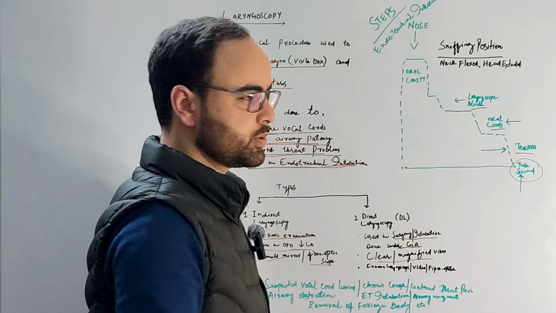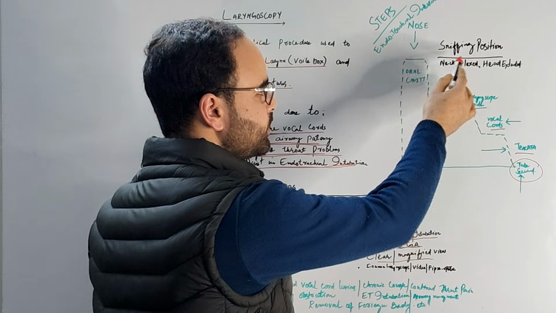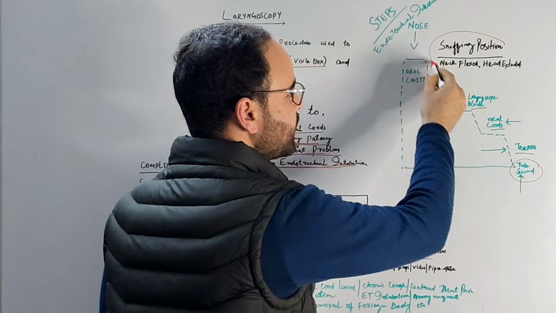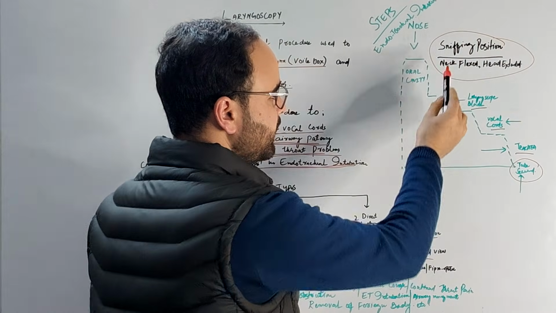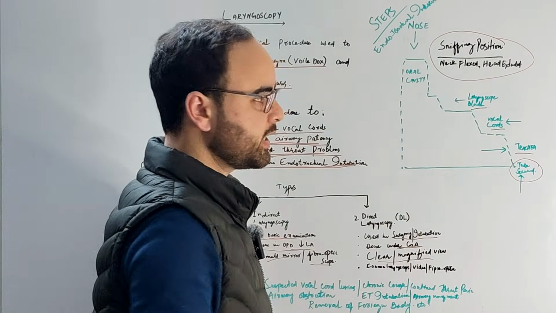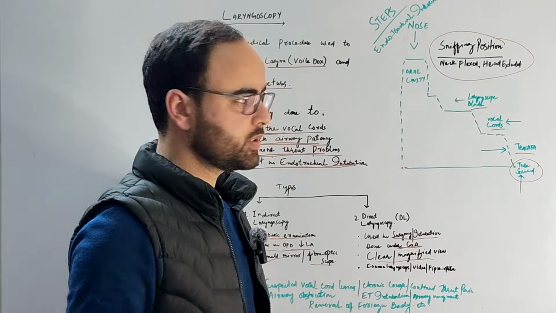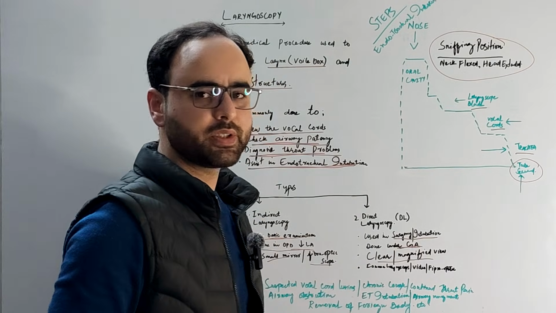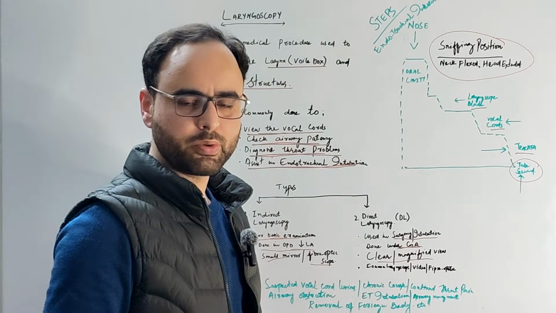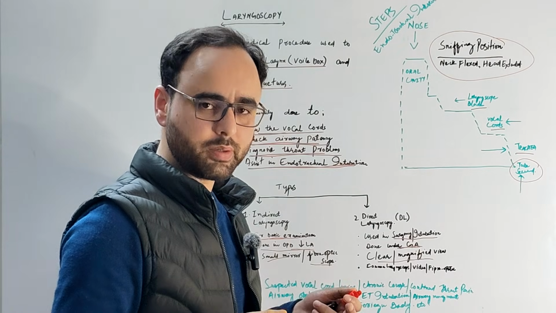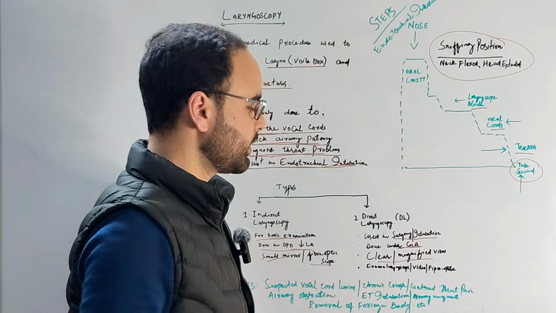Endotracheal intubation is usually done in a position which is called the sniffing position. In sniffing position, the neck and head are slightly flexed and extended respectively, which is achieved basically by inserting a small pillow below the neck and head.